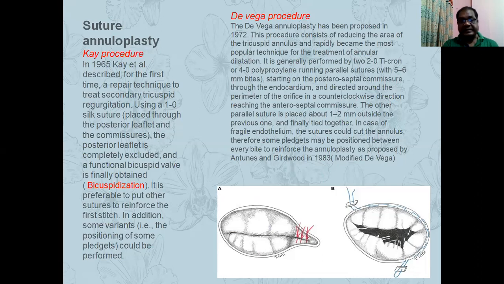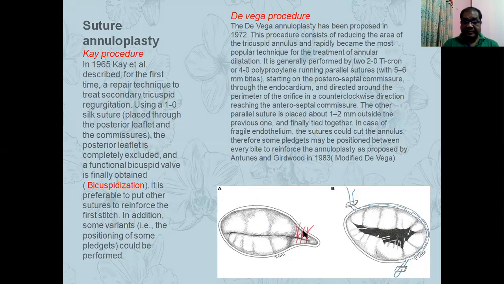Suture annuloplasty. The first one was the Kay procedure in 1965. Kay et al. described for the first time a repair technique to treat secondary tricuspid regurgitation using 10 silk sutures placed through the posterior leaflet and the commissure, and the posterior leaflet is completely excluded, and the functional bicuspid valve is finally obtained. This is the bicuspidization.